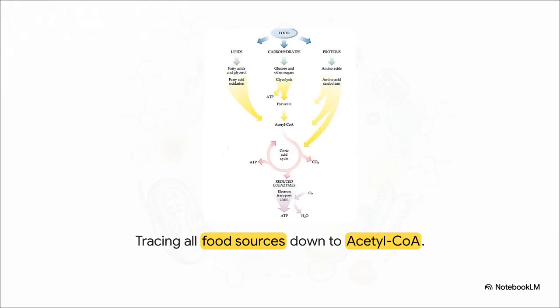No matter what you eat, whether it's lipids from fats, carbohydrates from sugars, or proteins from plants and meat, they all follow their own unique pathways of breakdown. But check out where those arrows end up. Through fatty acid oxidation, glycolysis, and amino acid catabolism, all of these completely diverse food groups are stripped down and funneled right into one universal starting molecule, acetyl-CoA. It's like the ultimate metabolic funnel.